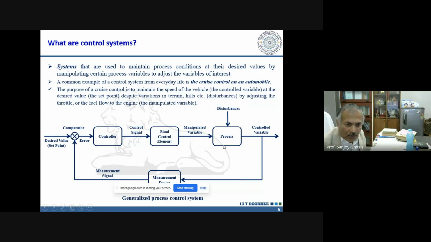Now look, this is the process, and then the control variable is going out. This is the control variable. This is the manipulated variable. So the variables will be manipulated, and finally it is going to the control variable, that is the output that is coming out, and this is the measured value.